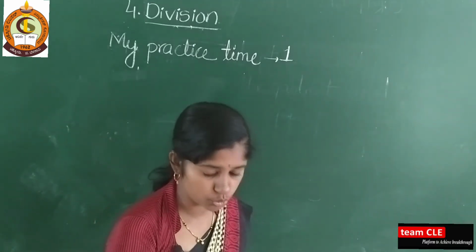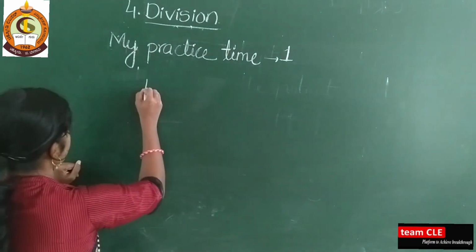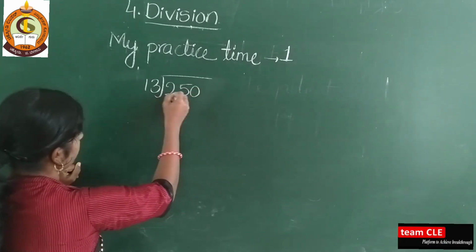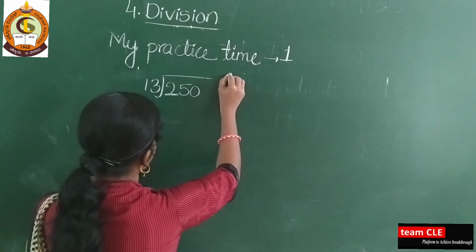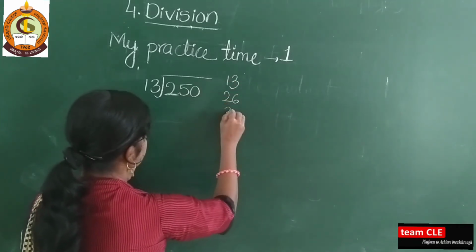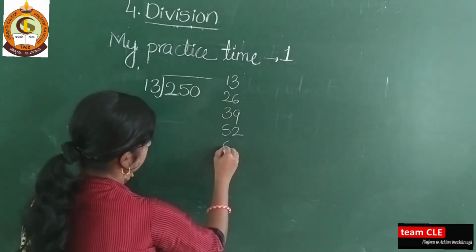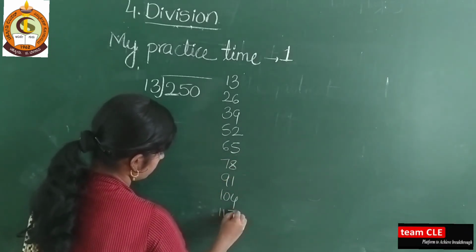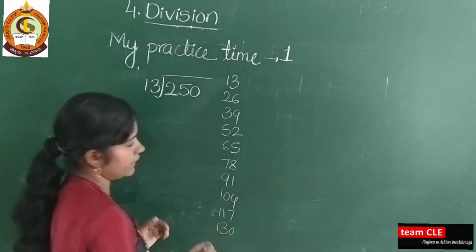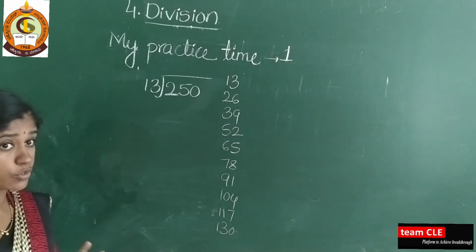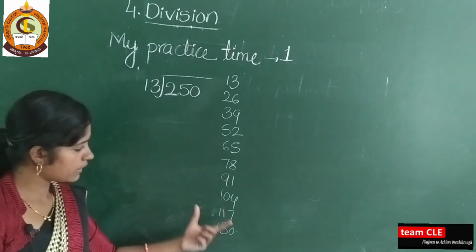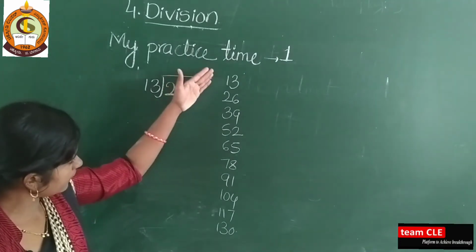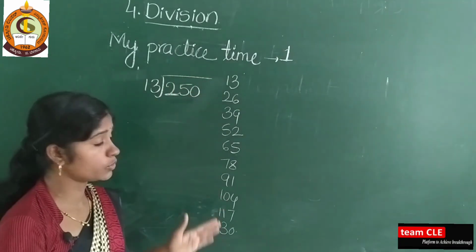Next you take 250 divided by 13. Let us write here the 13 ones table. 13 ones are 13, 130. So the 13 table is ready. See here, dear students, while solving the examples, you must write the tables on one side. Here 250 is there, but in this table 250 is not there.